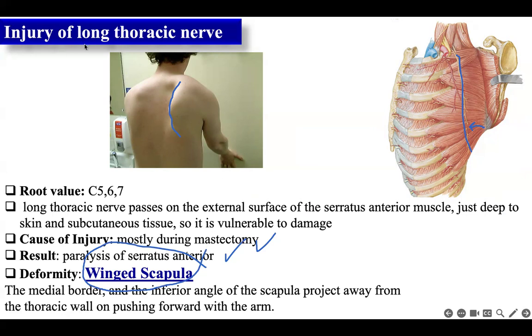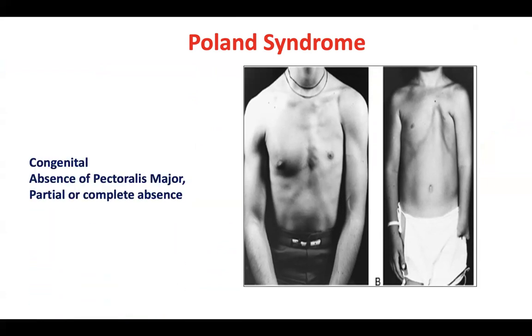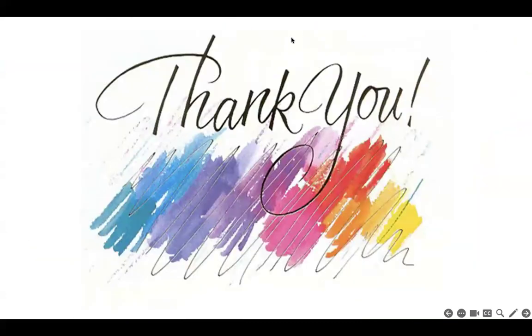And what is the root value of the long thoracic nerve? What is meant by the root value? It means originating from where of the spinal nerve? From cervical nerves 5, 6 and 7. Poland syndrome means absence of the pectoralis major, partial or complete, on one side, like that. Thank you so much.